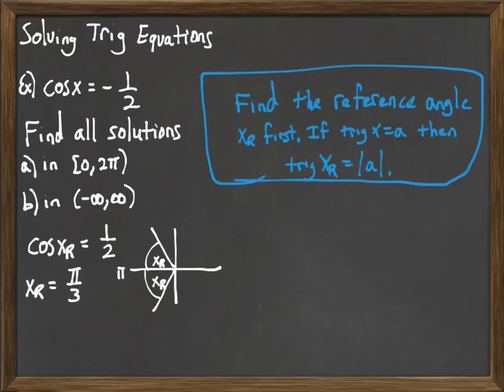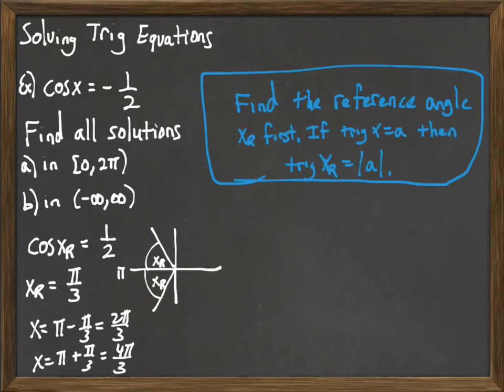Well, reference angle is always that acute angle with respect to the x-axis. So the angle in the second quadrant is pi over 3 units short of pi. So our actual angle would be pi minus pi over 3, or 2 pi over 3. The second angle is in the third quadrant. In the third quadrant, it's past pi. So it would be pi plus pi over 3, or 4 pi over 3. So those are our solutions between 0 and 2 pi.